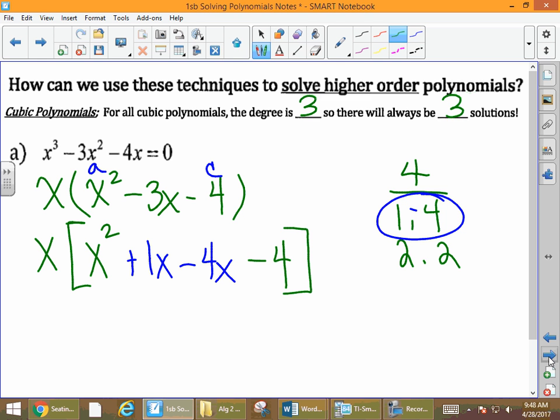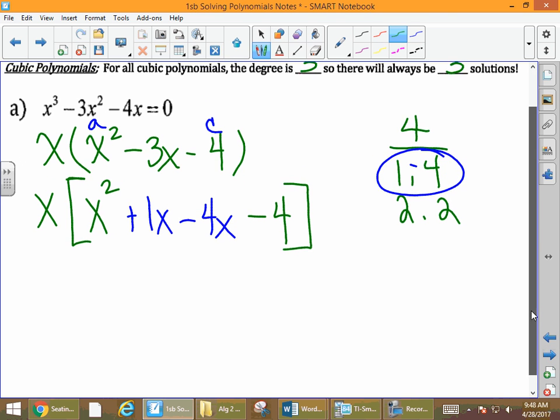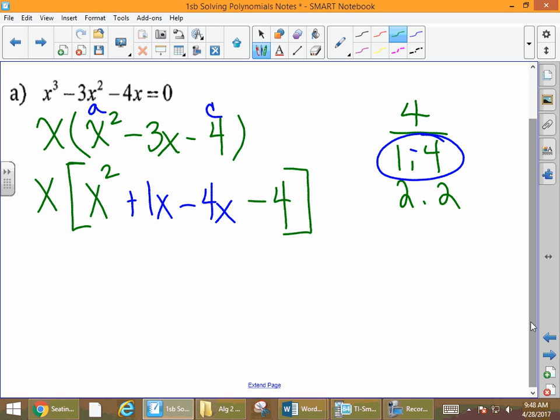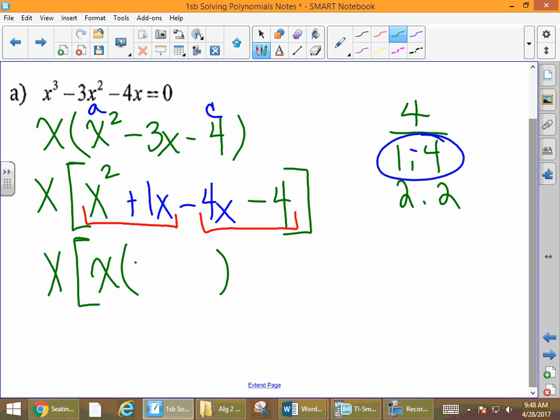And then we can group. I did separate out the GCF, which is still going to help us get one of our 3 solutions. But here's our 2 groups. And in the first group, our GCF is x. We had 2 x's, we took out 1, so we're left with 1. X squared divided by x is x. 1x divided by x is 1.